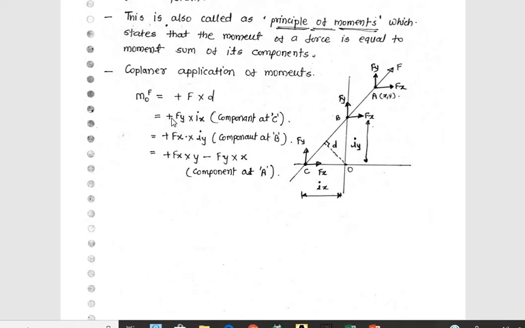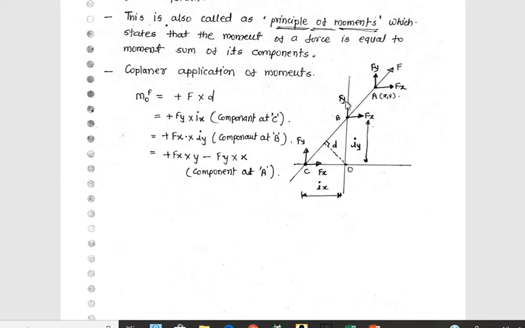See first, for point C, the components at C. Where is point C? Here. We are taking moment about O. Fx is passing through the origin, so Fx will not create any moment, but Fy is there and it is creating a clockwise moment, therefore plus Fy into x. This is the component at C. Now the components at B, here is B. Now see, Fy is passing through point O.